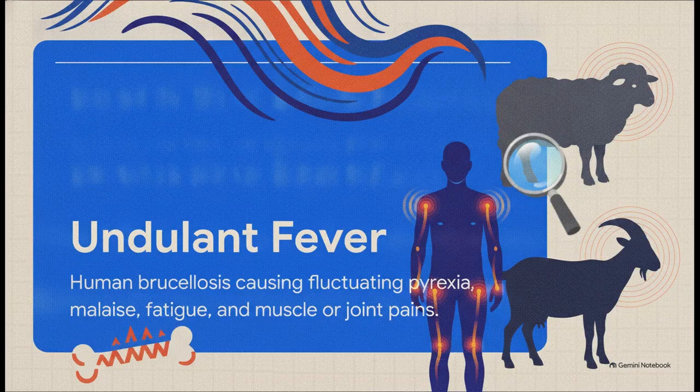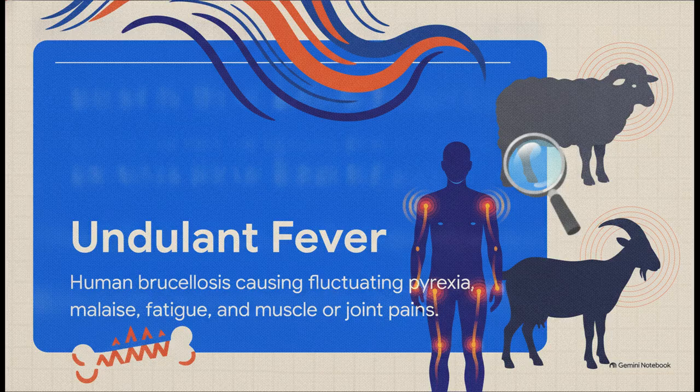In humans, the disease is notoriously debilitating. Historically, it's been known as undulant fever or Malta fever. Now, unlike in animals, abortion is not a typical feature in human infections. Instead, patients suffer from fluctuating pyrexia, basically a fever that rises and falls in rolling waves, along with profound malaise, chronic fatigue, and really intense muscle and joint pain. Osteomyelitis, an infection of the bone, is actually the most common complication.